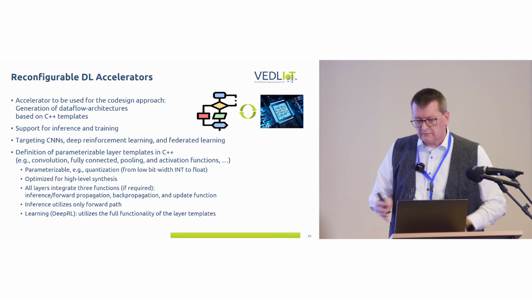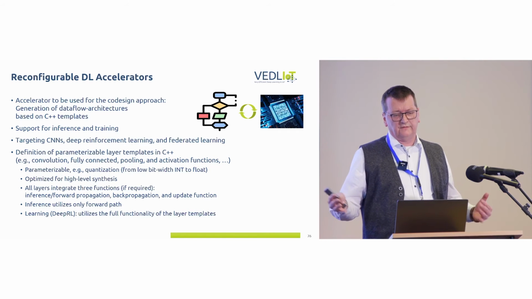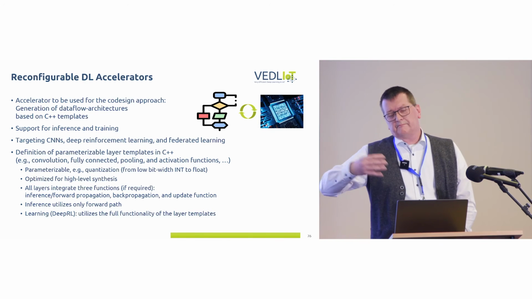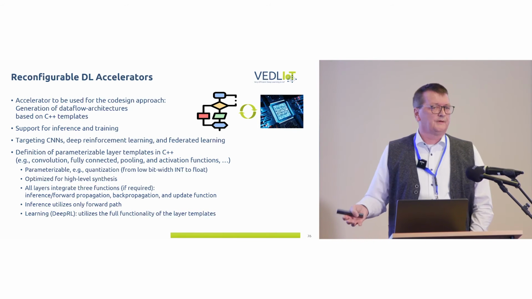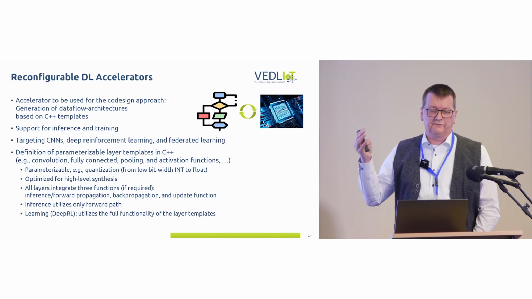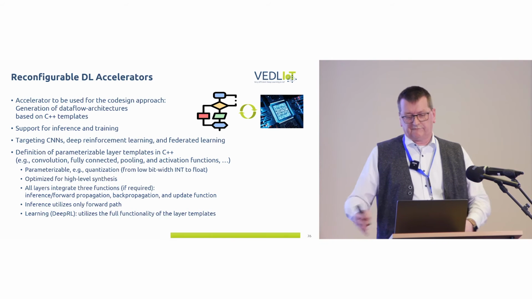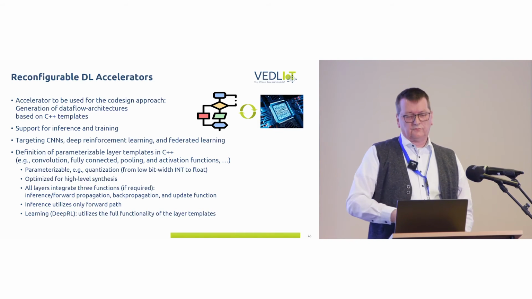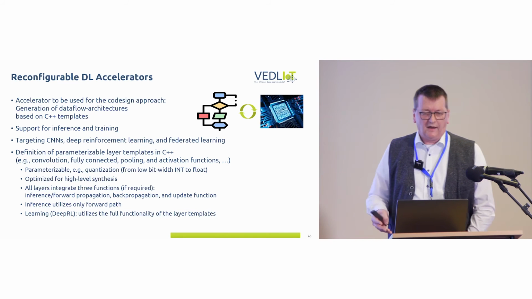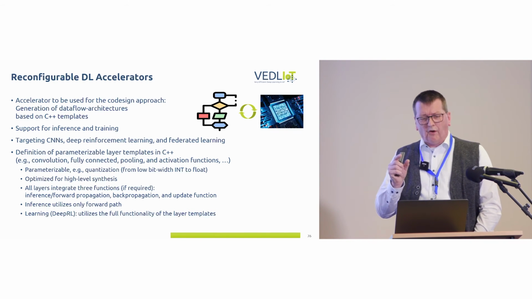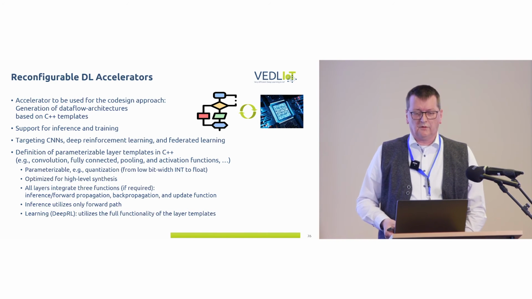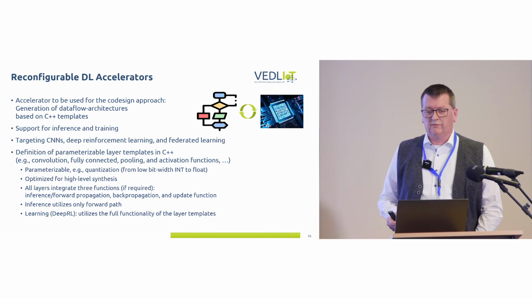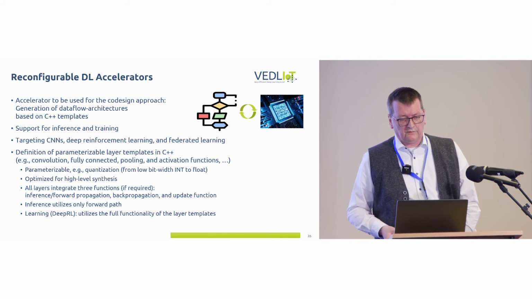So we define parameterizable layer templates in C++ for the layers which are typically required, and they are parameterizable, for example, with respect to quantization. So, for example, providing very low bit widths, going down to 2, 3, 4 bits. And if we want 3 bits, we can just go with 3 bits. But we can also go to float, and that's another important thing, because we also want to support learning there.